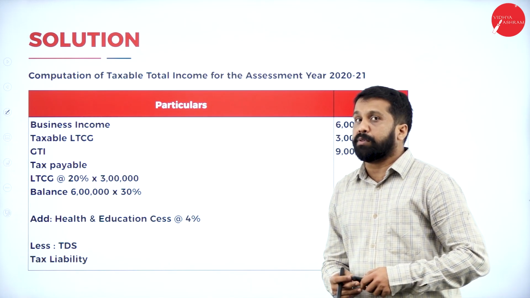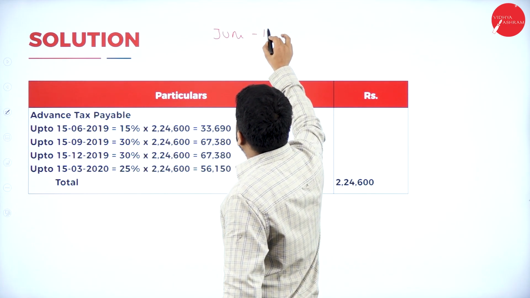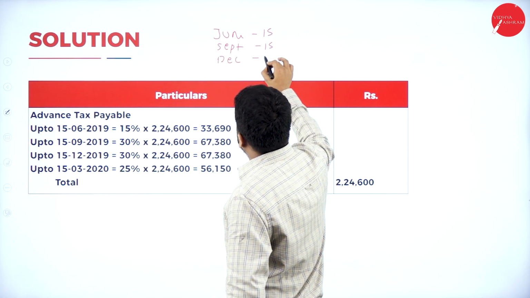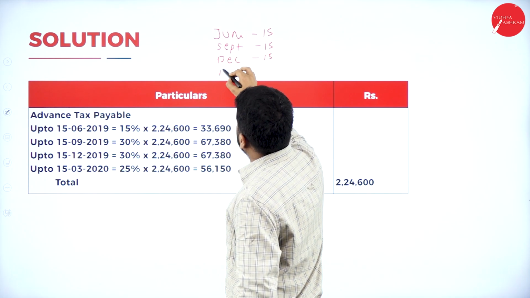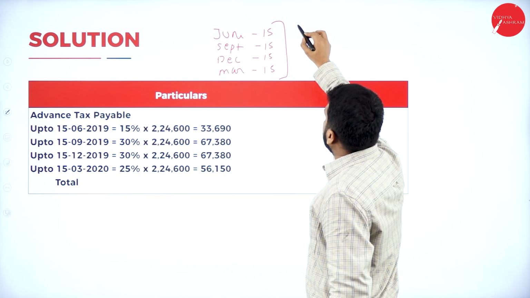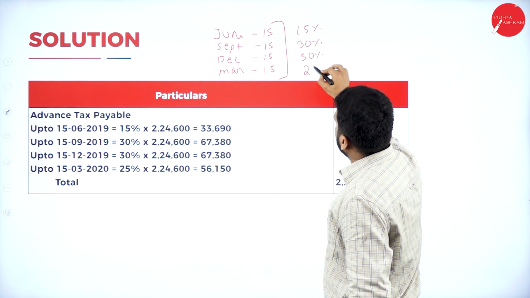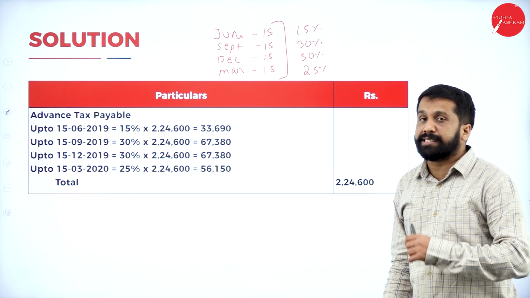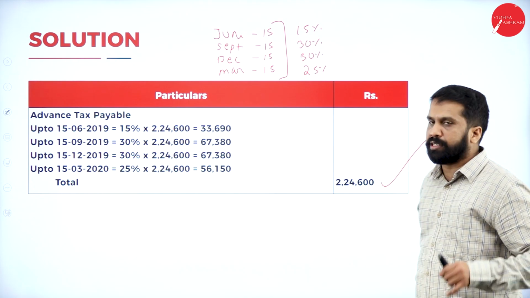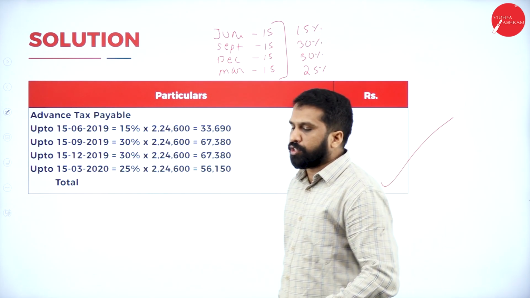What are you supposed to remember in advance tax? Remember the due dates. Due dates are always June 15th, September 15th, December 15th, last one March 15th. What are the percentages you have? 15%, 30%, 30%, and the last one 25%. These are the percentages you are supposed to apply. Hope you are clear. Yes. So this is all about your calculation. Now, so we are done with your questions and answers.